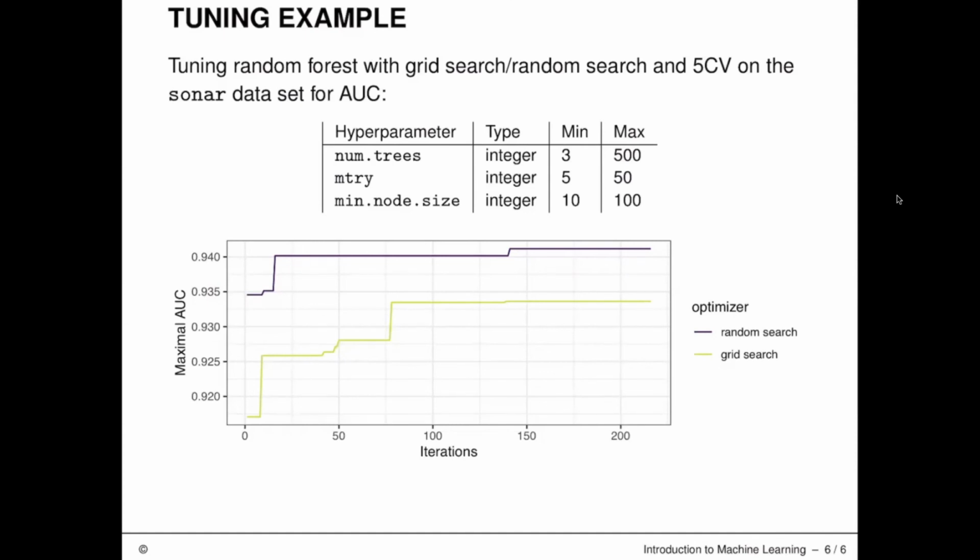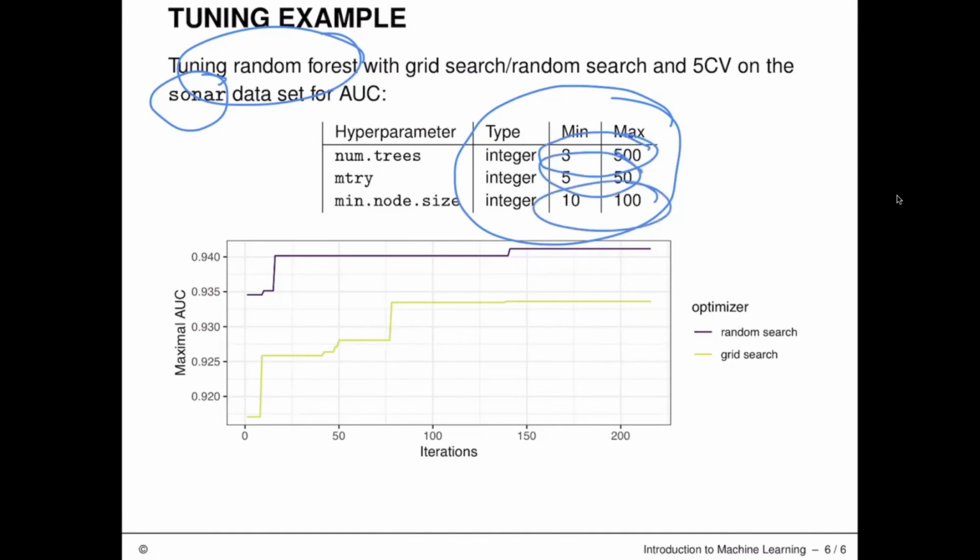Let's look at a final example here for a comparison of random search and grid search. We have the Sonar data set and we tune a random forest, and we choose to tune 3 different hyperparameters: the number of trees, mtry, and the min node size. And we have already chosen a hyperparameter space. So hyperparameters for num trees should vary between 3 and 500, for mtry between 5 and 50, and for the min node size between 10 and 100.